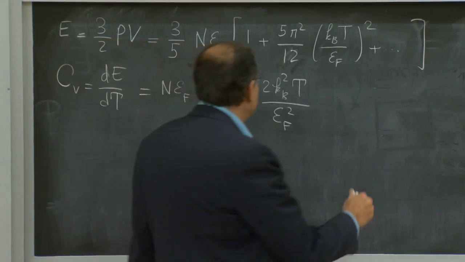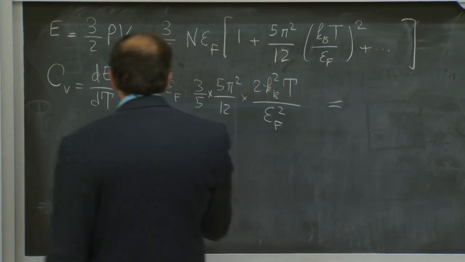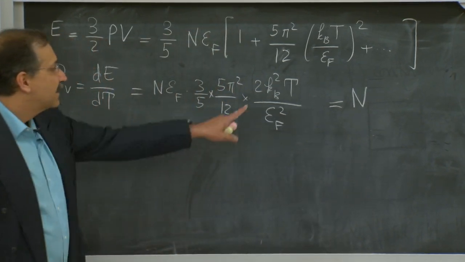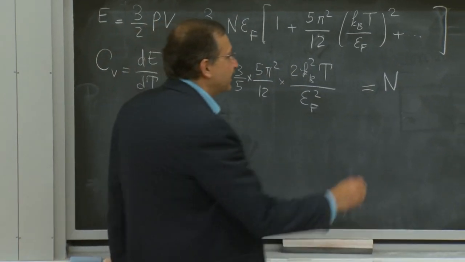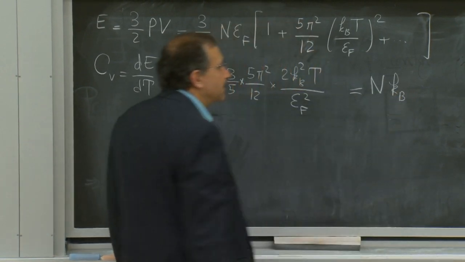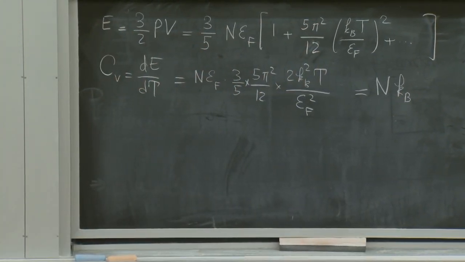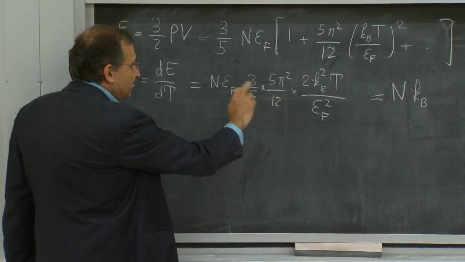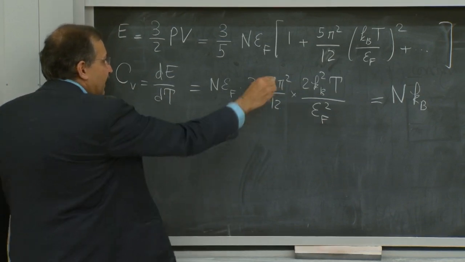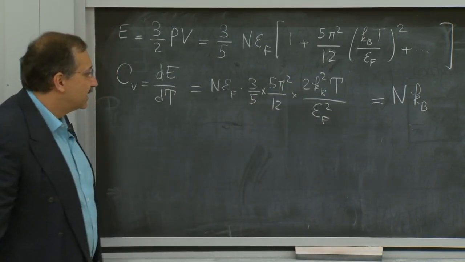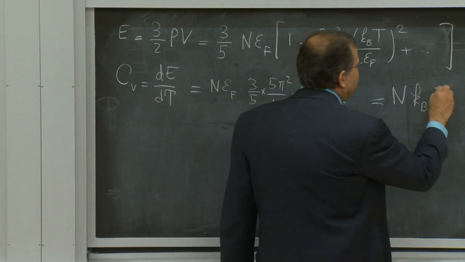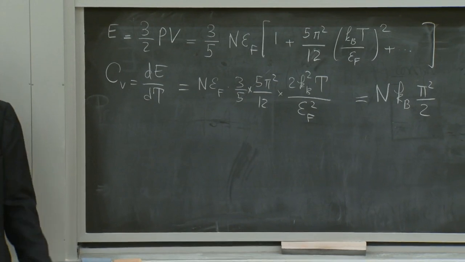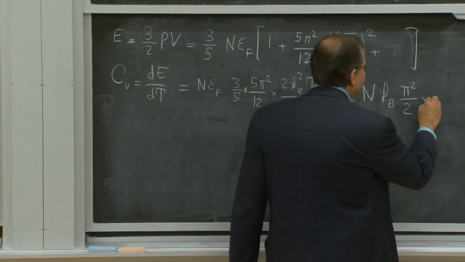But this combination, you can see, I can write as follows. It is extensive. It is proportional to n. There is 1 kB that I can take out, which is nice, because natural units of heat capacity, as we have emphasized, are kB. This combination of numbers, I believe the 5 cancels. 3 times 2 divided by 12 gives me 1/2. So I have pi squared over 2. And then I have the combination kT over epsilon f, which I can also write as T over TF.